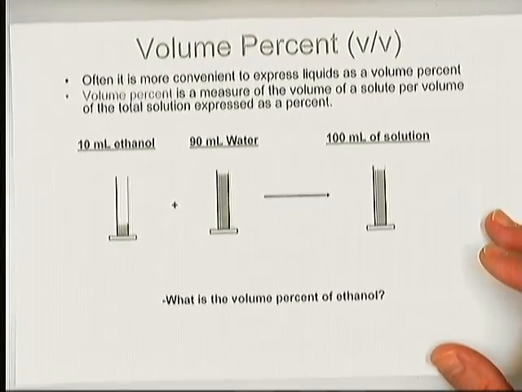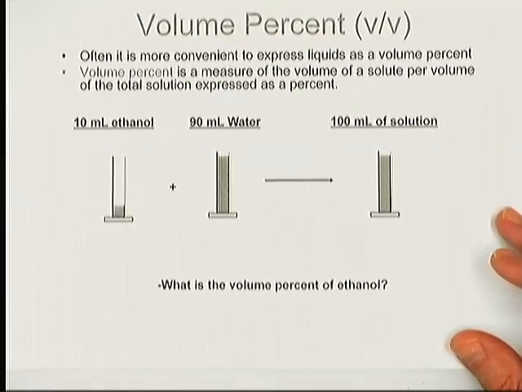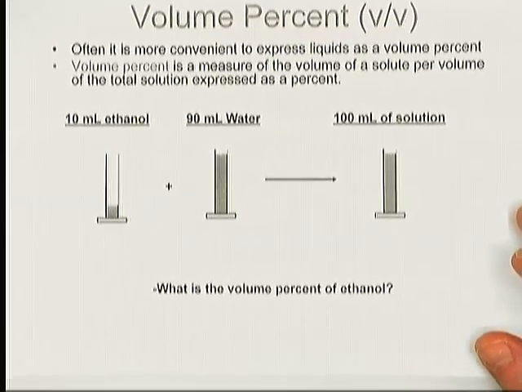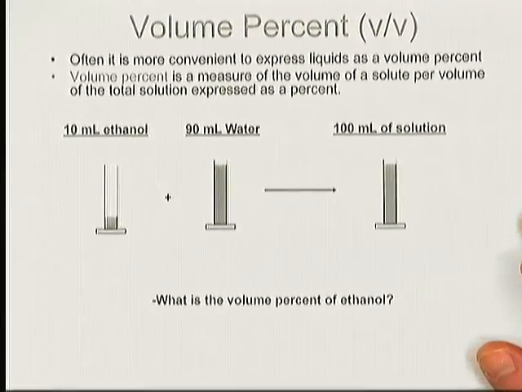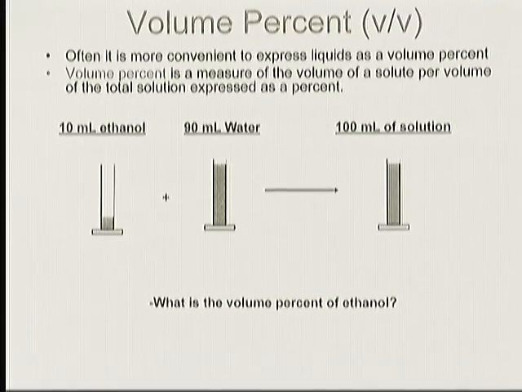The next one to consider is volume percent. Volume percent also has an abbreviation, just like the mass percent had. But for volume percent, we use V/V. Okay, V/V. We use this a lot when we're talking about liquids because it's just experimentally perhaps easier to measure the volume of liquids in the lab rather than the mass.